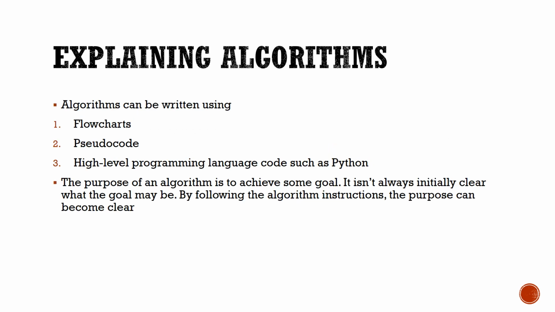Okay, so an algorithm can be expressed using flowcharts, pseudocode, and a high-level language. The purpose of an algorithm is to achieve some goal. It is not always initially clear what we are going to do and what the goal may be, but by following the algorithm's instructions, the purpose can become clear and the final output will be clear at the end.